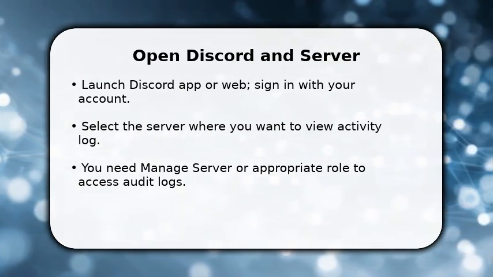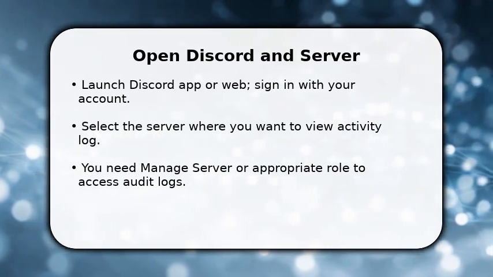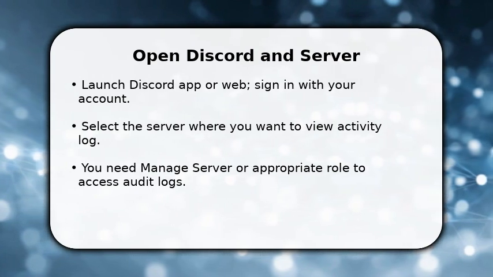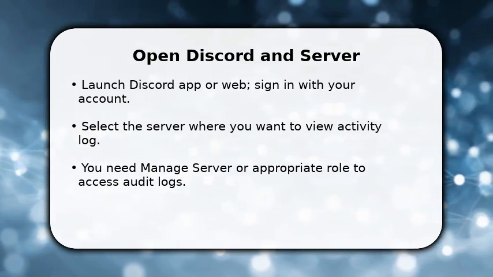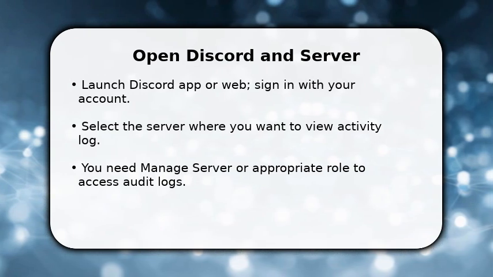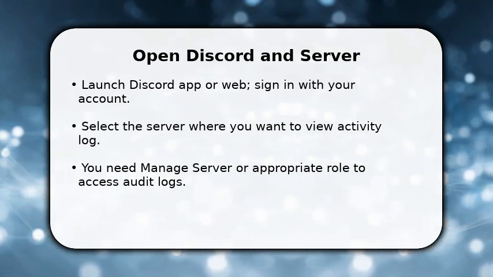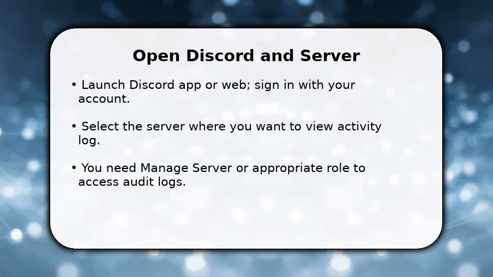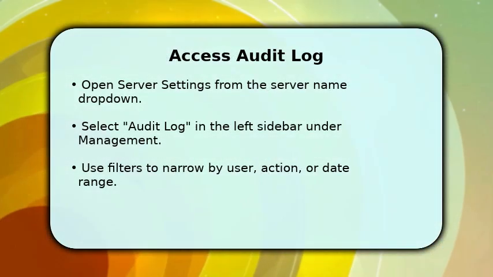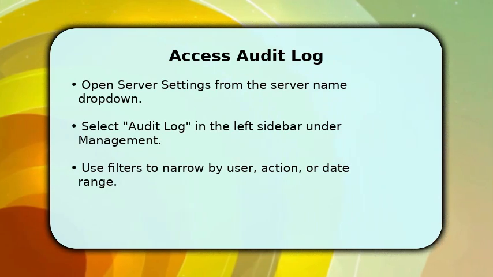Next, click the server name drop-down at the top left to reveal server settings. This first action gets you into the settings area where the activity history lives, so proceed now to open server settings. You're inside server settings now. Look at the left sidebar and select Audit Log under Management to load the activity stream.